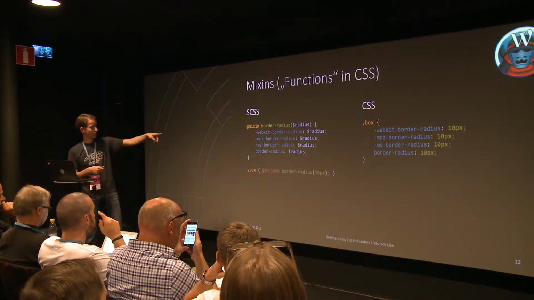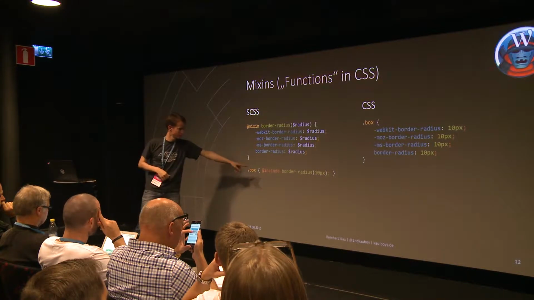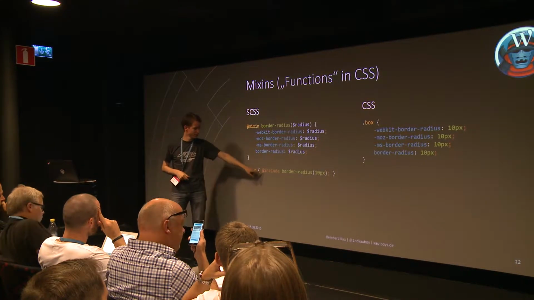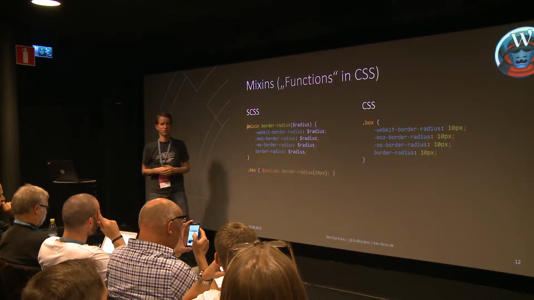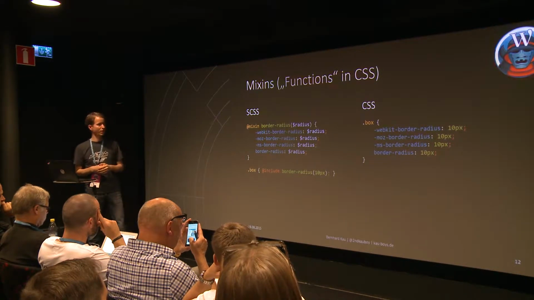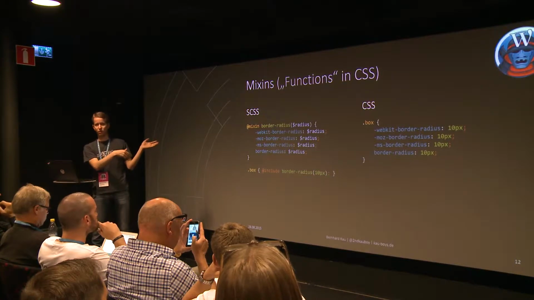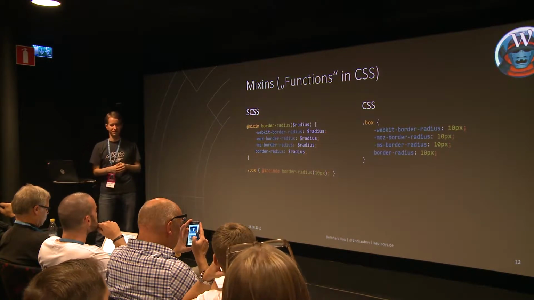So instead of using border radius, you just call the mixin, which is done by using include, and then the mixin name, and then the values. And also, one mixin can call other mixins, and so on.